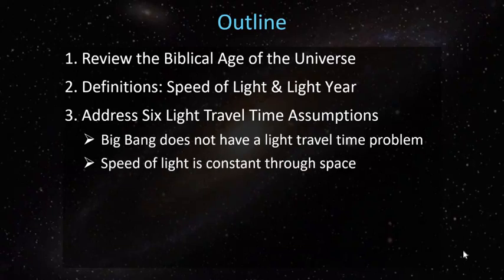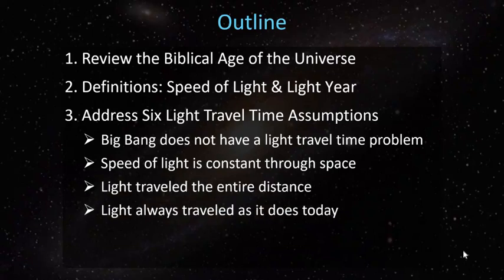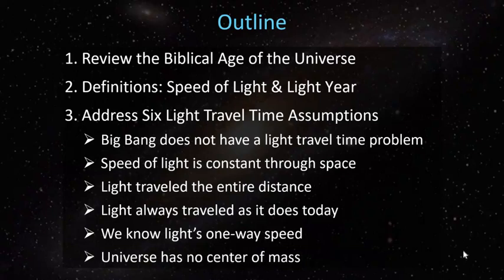The speed of light is constant through space. Another one, light traveled the entire distance. The next, light always traveled as it does today. Another assumption, we know light's one-way speed. And the last one, universe has no center of mass. Now some of them you might understand, and one or two may be a brain scratcher, but we'll get through this.